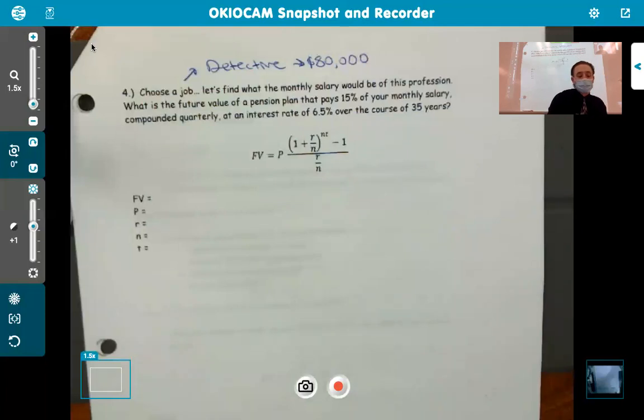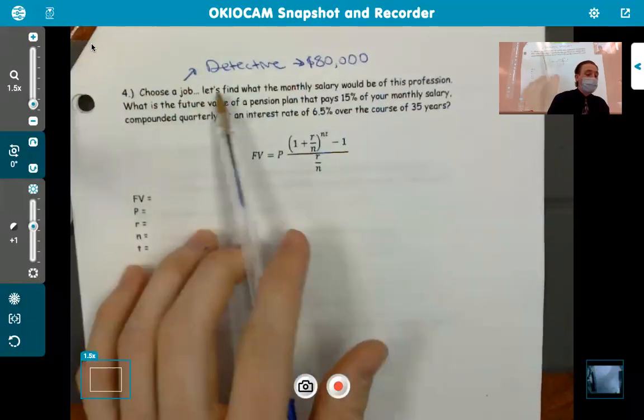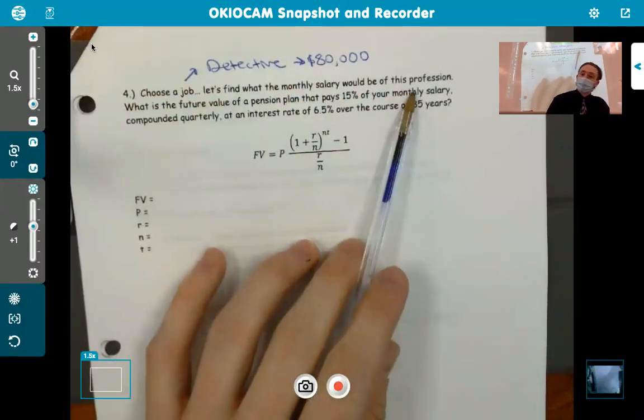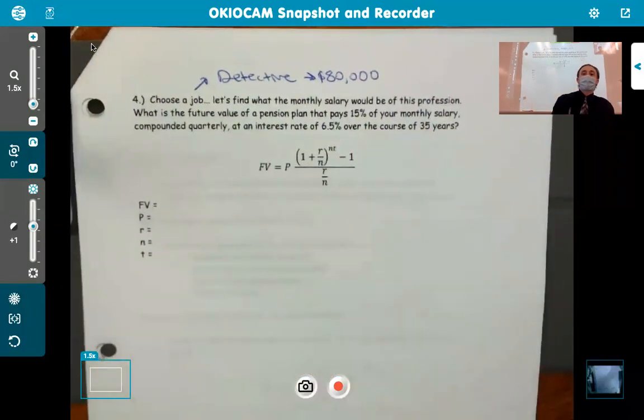Not quite. So we'll get there in a second. So we picked the job, right? We understand what our salary is per year. What we're going to do is find out what the monthly salary would be. So let's just do this step by step. Monthly salary, 80,000 divided by what number? 12. And what is that?